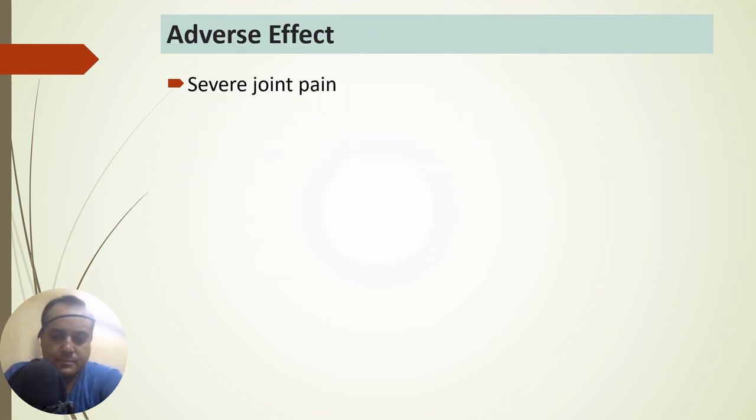Now mostly gliptins are very safe drugs, but one of the adverse effects against which there is an FDA warning is severe joint pain.